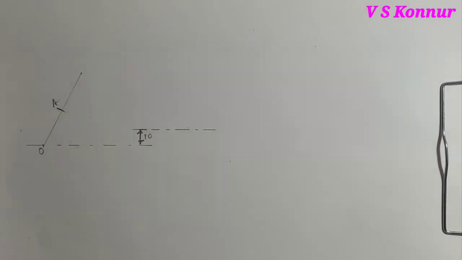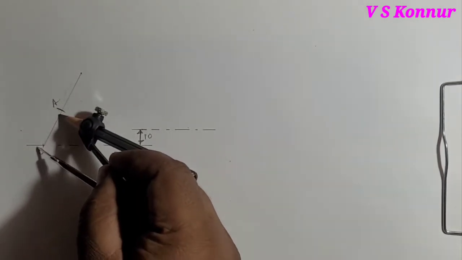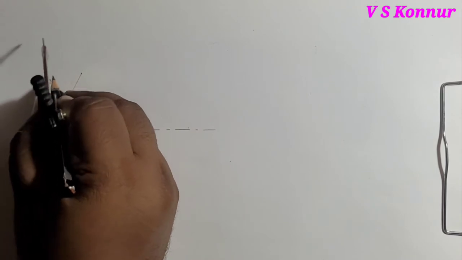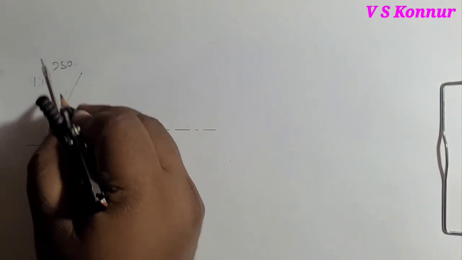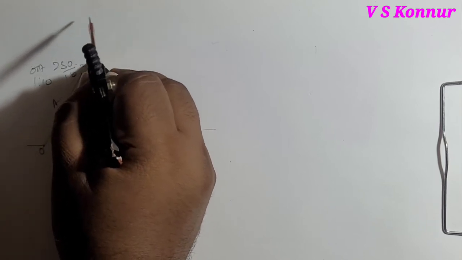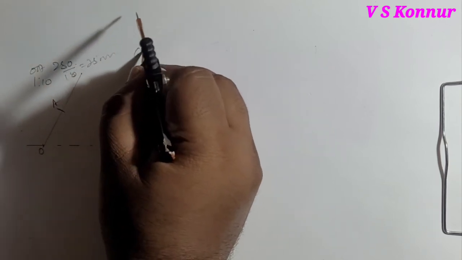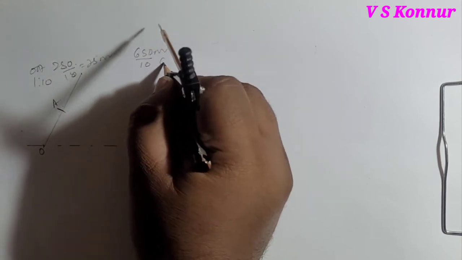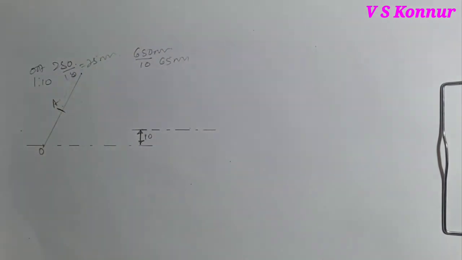So we'll take 1:10 scale. The distance is 250 divided by that is 25 millimeter. I have used 1:10 scale here. So distance OA is equal to 250 divided by 10, it is equal to 25 millimeter. And another distance given is 650 mm. So divided by 10, so 65 millimeter. So take 65 mm.